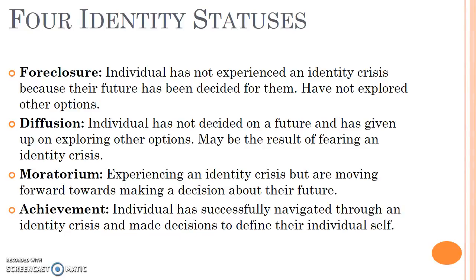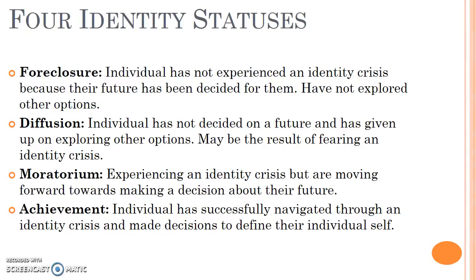I found myself in moratorium at one point when I thought, I think I want to be a teacher. And the next step was, well, what kind of teacher do I want to be? And the next step after that was, well, where do I want to go to school? All three of those decisions were found in that moratorium stage because I was actively making choices about my future. I was still in the identity crisis because I wasn't sure about everything, but I was making choices to achieve.